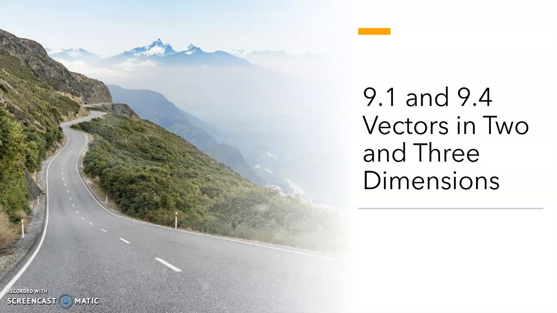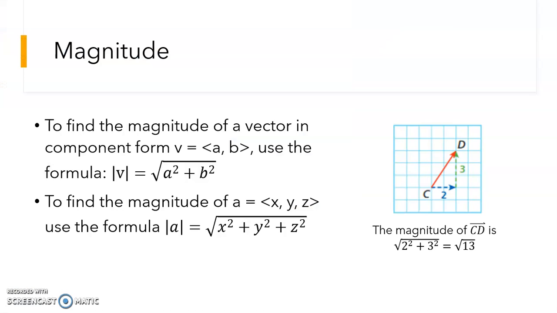Today we're going to start off by talking about magnitude. So let's see what magnitude is. The magnitude of a vector is its length. It tells how long a vector is. Now magnitude can represent speed or velocity. There are other applications where magnitude would represent another quantity, but for our purposes right now, magnitude is length.